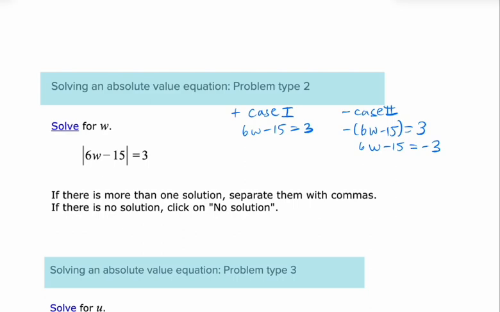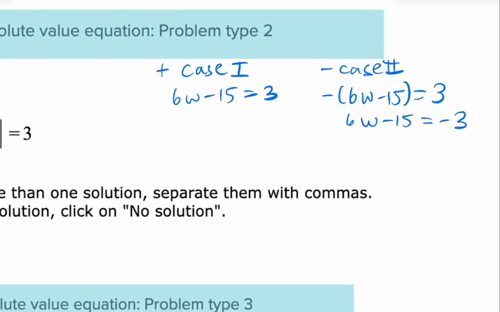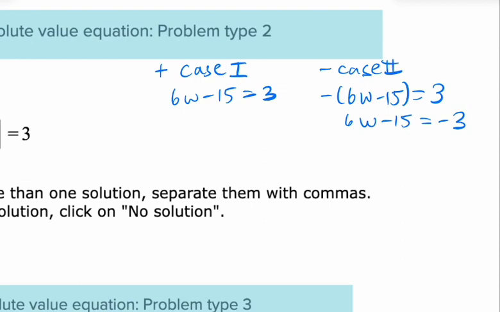Okay, now let's solve our case 1. For case 1, it's just a simple multi-step equation. Add 15 to both sides, divide by 6. So our first case is 3. Our second case, if I add 15 to both sides, this time I get 12, because a positive 15 and a negative 3 makes 12. And then when I divide by 6, I get 2.